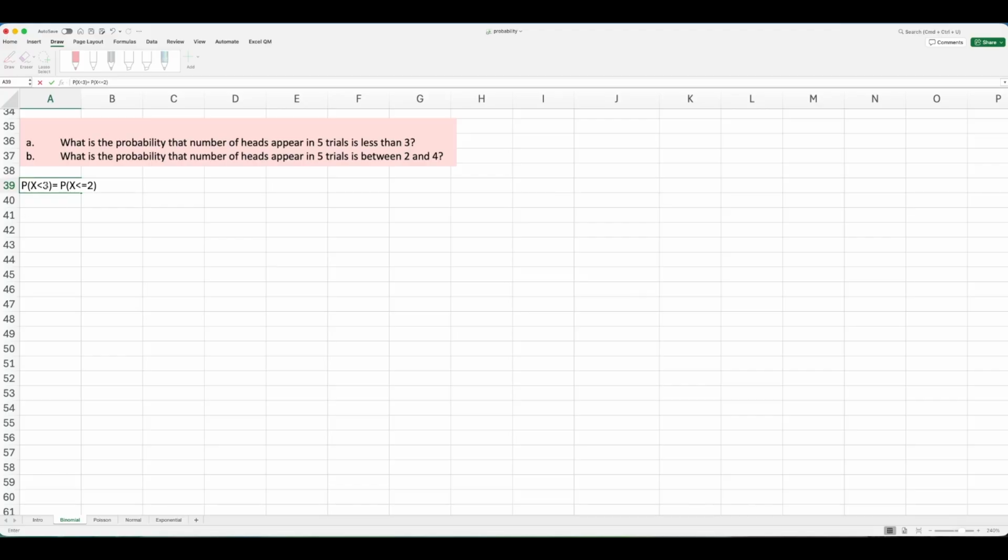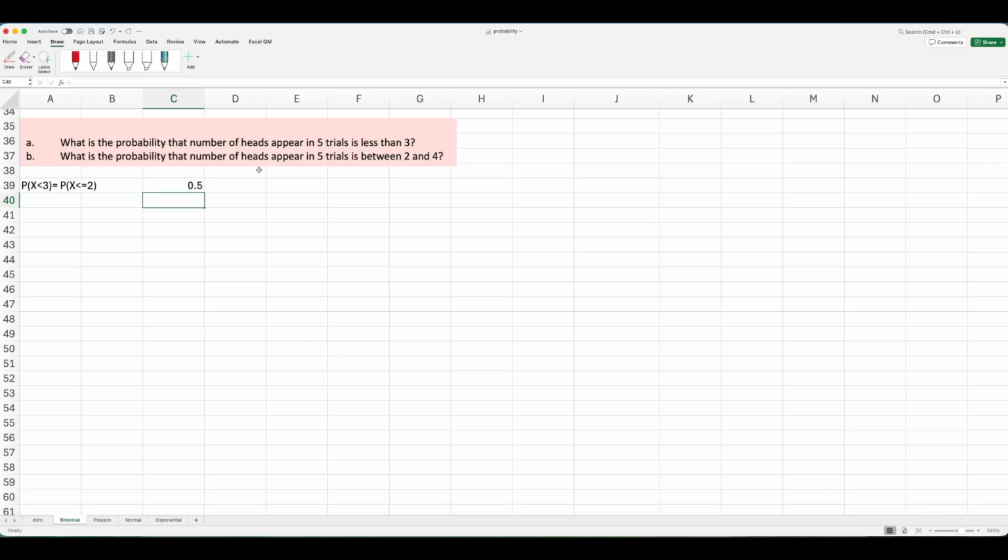So less than 3 doesn't include 3. Less than equal to 2 is basically the same as less than 3. Now I can use the binomial function. Number of successes 2 out of 5 trials. Let's assume that the coins are fair, so there is a 50% chance that you get head, and it is cumulative because I'm looking at the range assigned to x, not exactly one number.